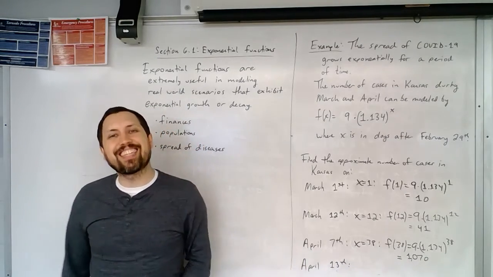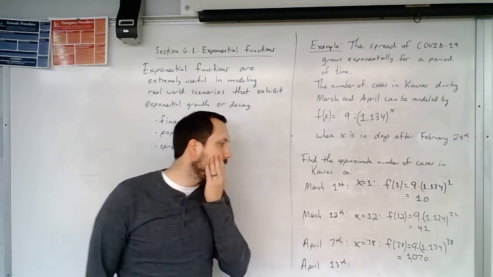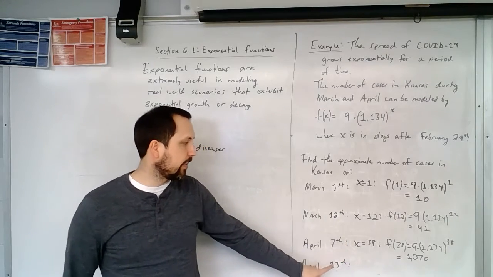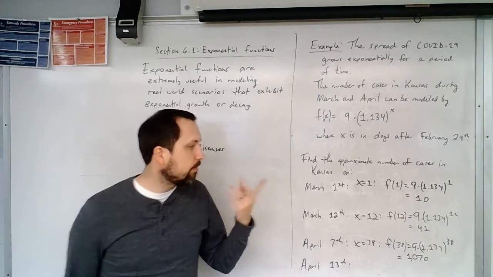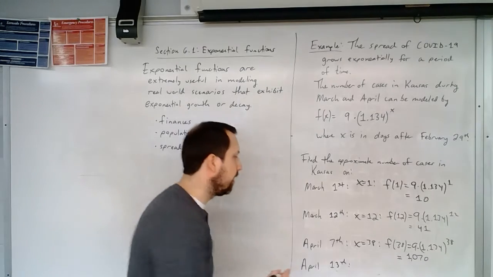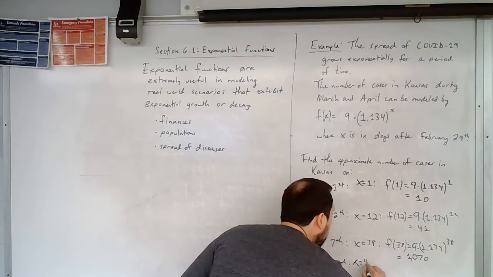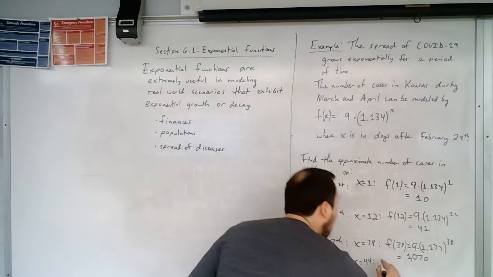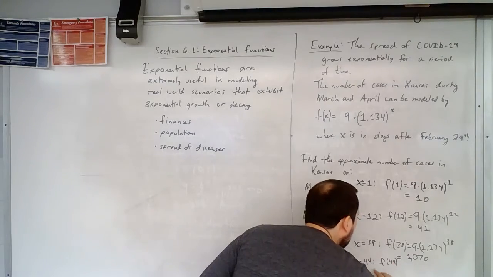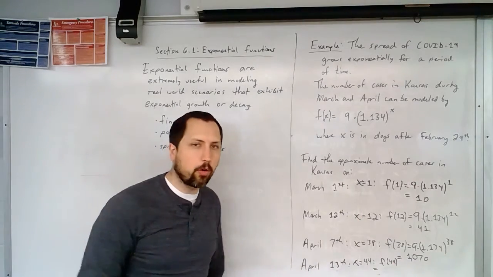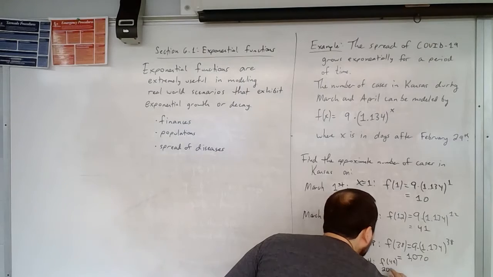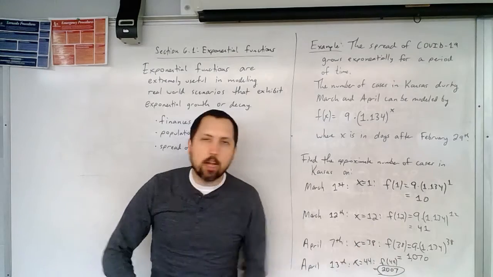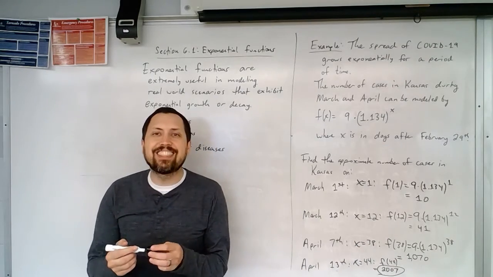Then if we look at 6 days later, maybe you have a guess in your head. We're going to plug in x is equal to 44. So f of 44, when we plug this into our function, we're going to get roughly 2007. So this number almost doubled in the course of just 6 days.